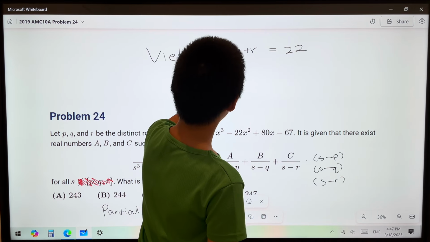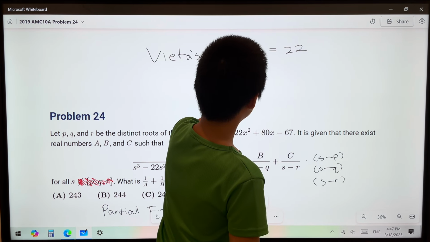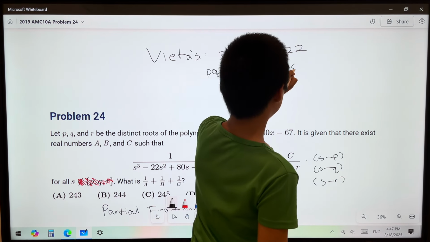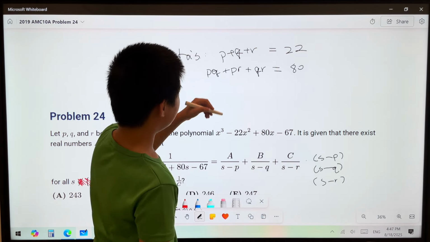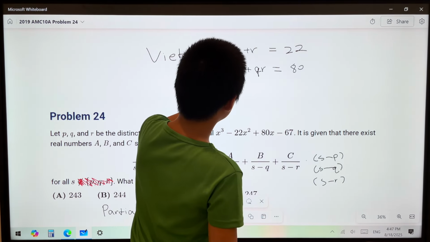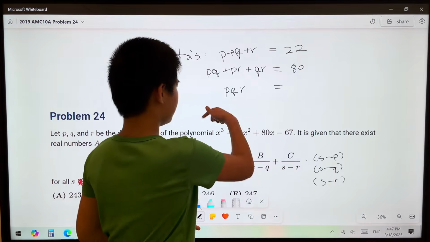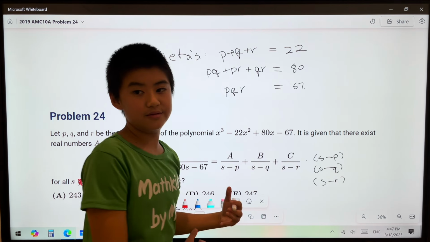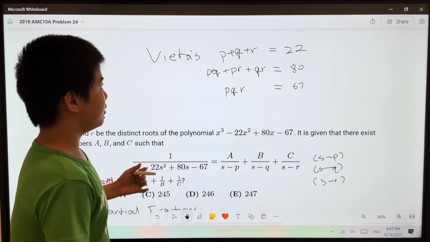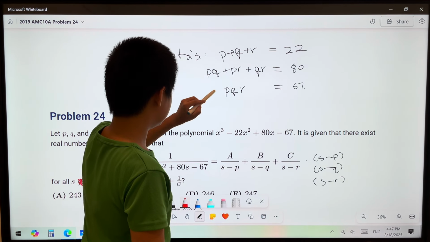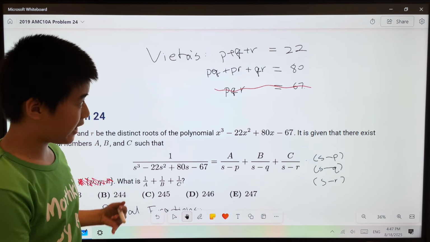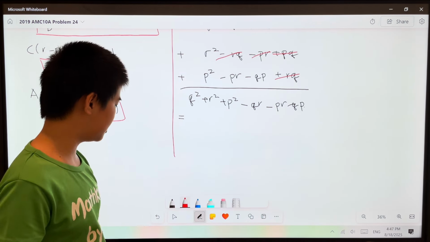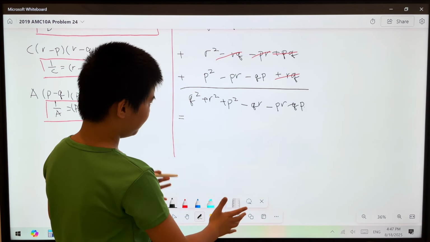And then we get their pairwise sums, which is just the pairs of them added together. PQ plus PR plus QR equals positive 80 over 1. And then finally, you don't really need this here, but just for completion, we get the product is negative 67 over 1, which is just positive 67. And that means their sum is 22. Of course, you don't really need the product, because their sum is 22 and their pairwise sum is 80, which means we can now apply this here.